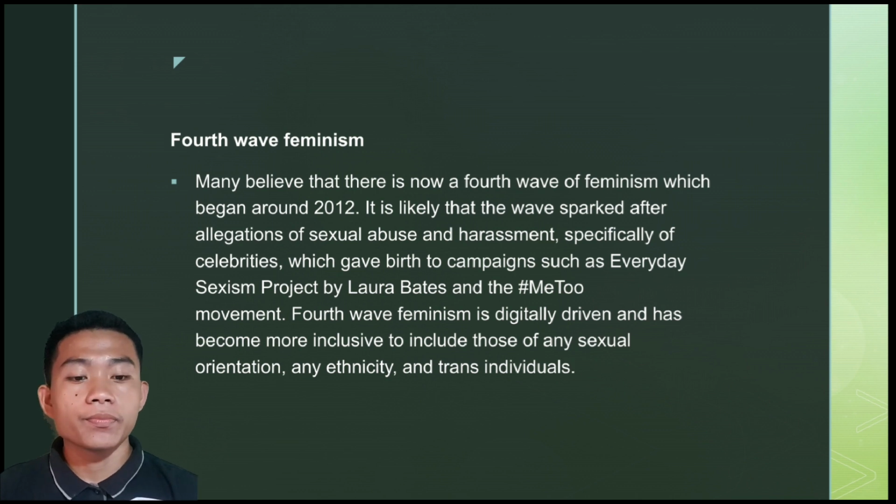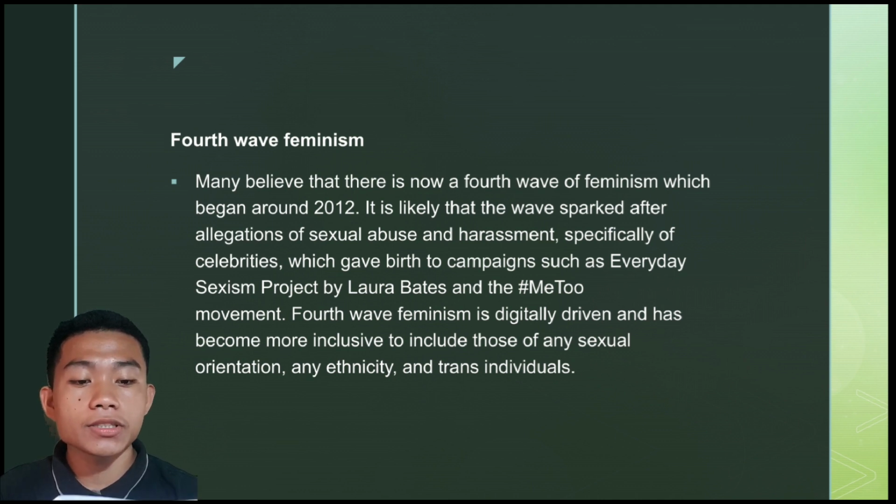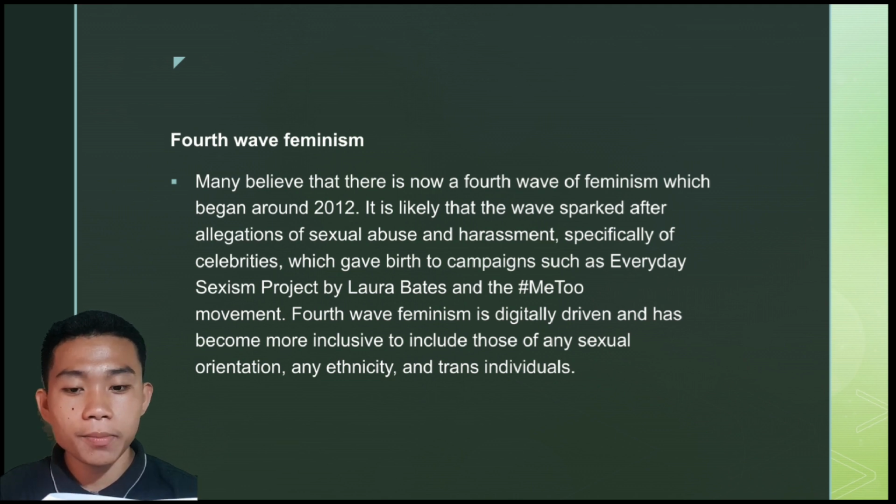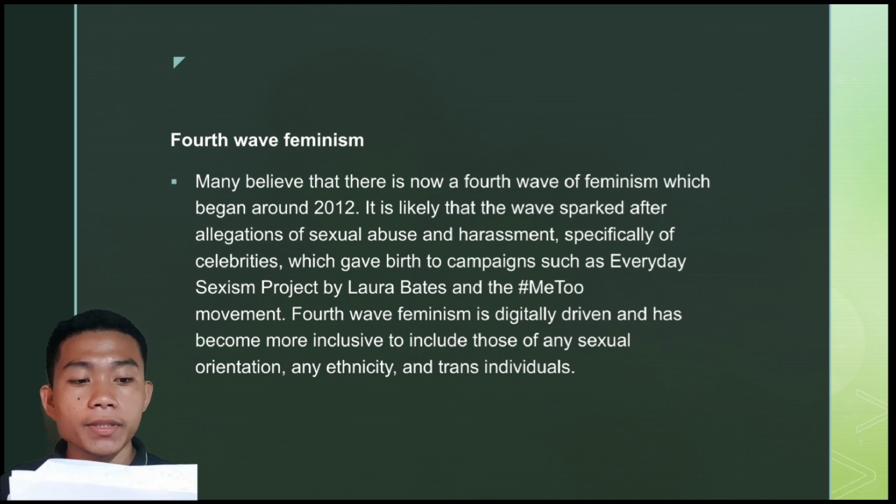Fourth wave feminism. Many believe that there is now a fourth wave of feminism which began around 2012. It is likely that the wave was sparked after allegations of sexual abuse and harassment, specifically of celebrities, which gave birth to campaigns such as the Everyday Sexism Project by Laura Bates and the #MeToo movement. With the rise of the internet and social platforms, feminist issues such as discrimination, harassment, body shaming, and misogyny can be widely discussed with the emergence of new feminists. Fourth wave feminism is digitally driven and has become more inclusive to include those of any sexual orientation, any ethnicity, and trans individuals.